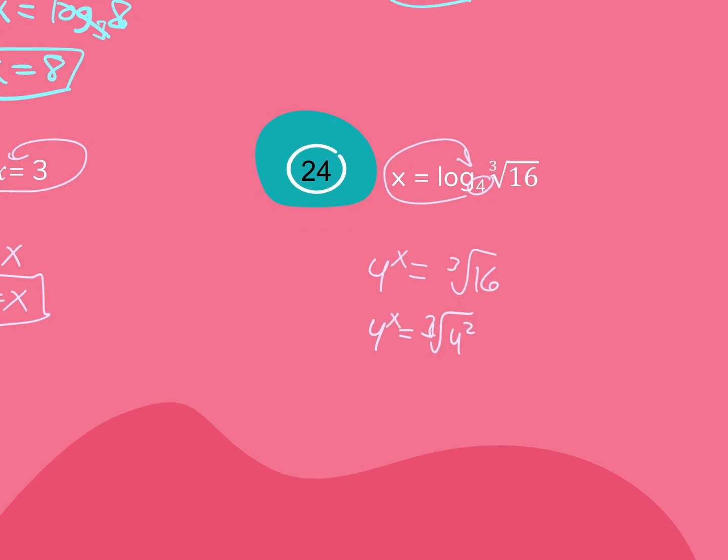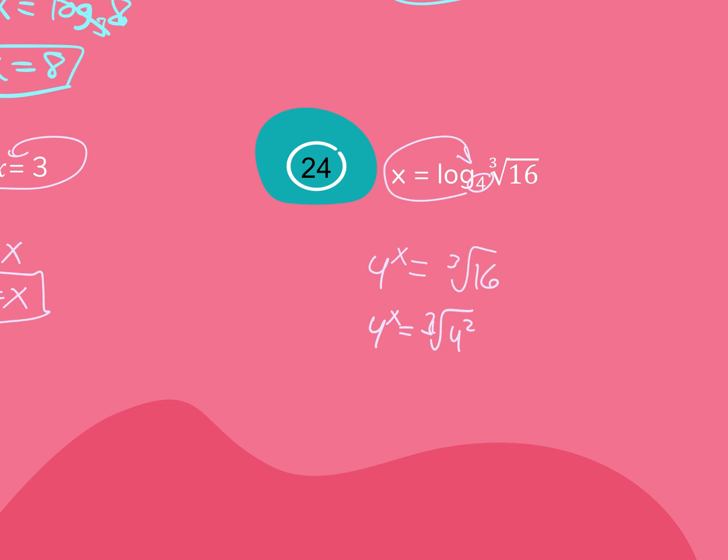And then 3 in the index of our radical is going to become the denominator. So you get 4 to the x is going to equal 4 to the 2/3. Then again, like before, you can cancel out your bases, and you get x is 2/3.